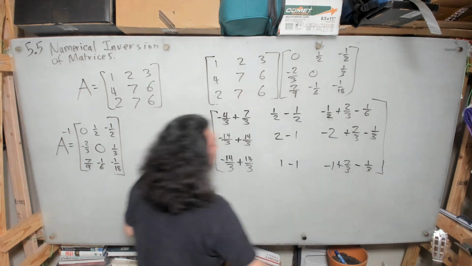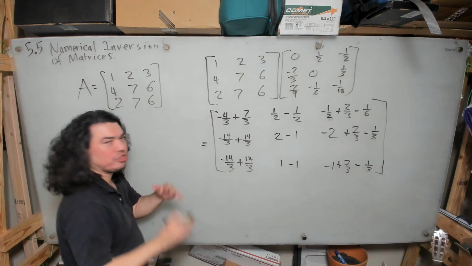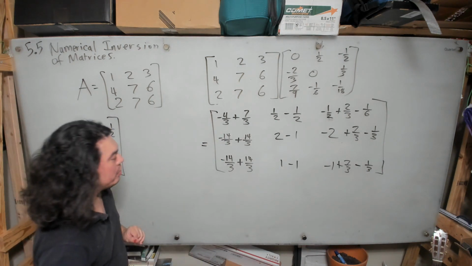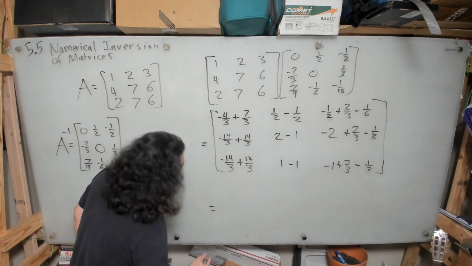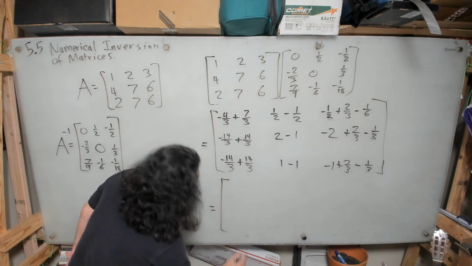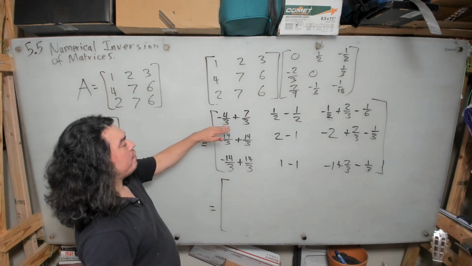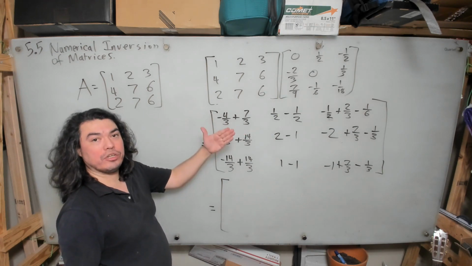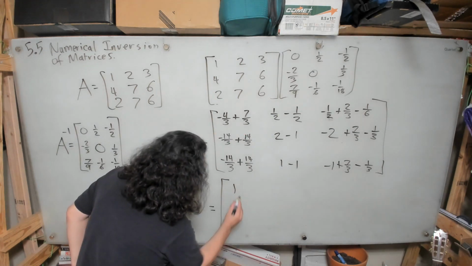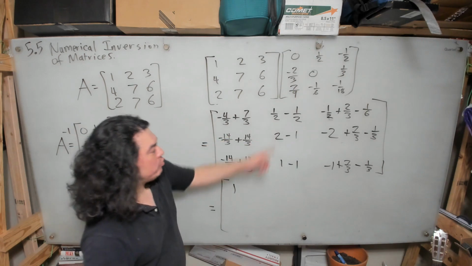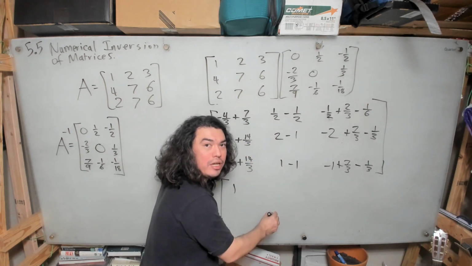Okay? Okay, so let's look at what we've got, or let's just simplify it. So negative 4/3 plus 7/3 is 3/3. What's 3/3? It's exactly 1. What's 1/2 minus 1/2? 14, right? No, I'm just kidding. 0.